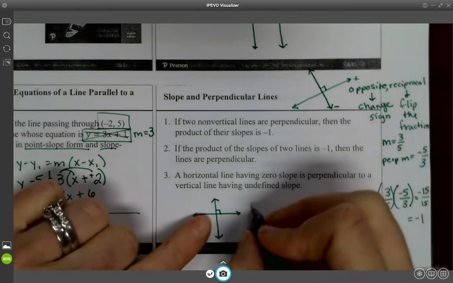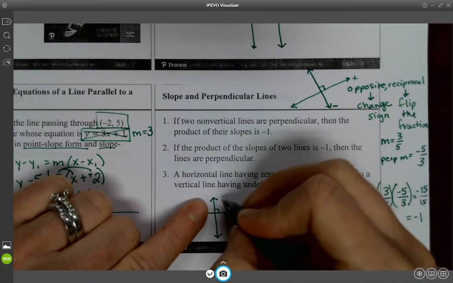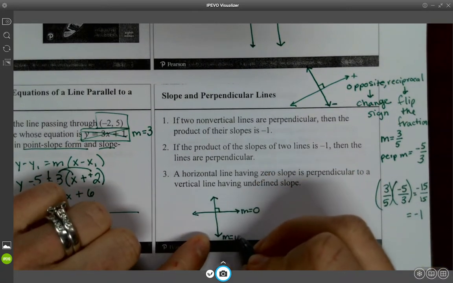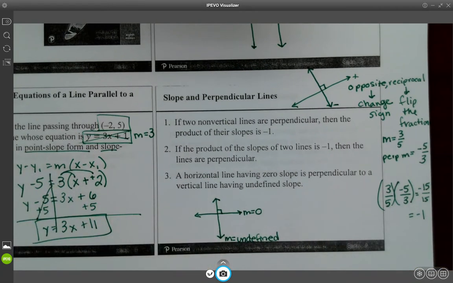A horizontal line having a 0 slope, like this one that we drew, and an undefined slope, like this one, they are perpendicular to each other.